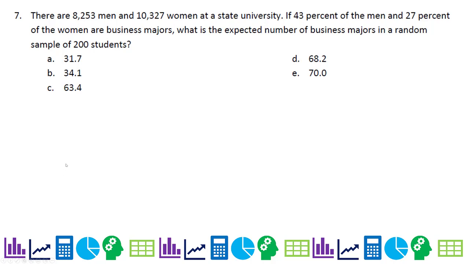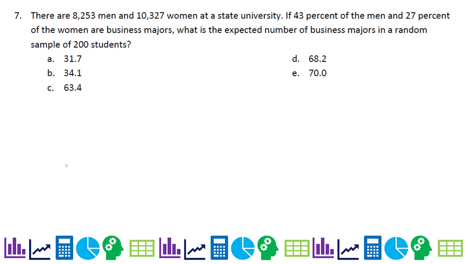Number 7. There are 8,253 men and 10,327 women at a state university. If 43% of the men and 27% of the women are business majors, what is the expected number of business majors in a random sample of 200 students? So you know we're going to mix all these men and women.